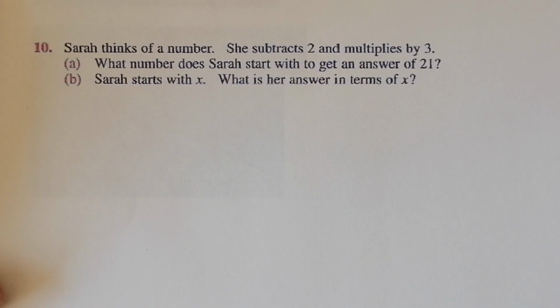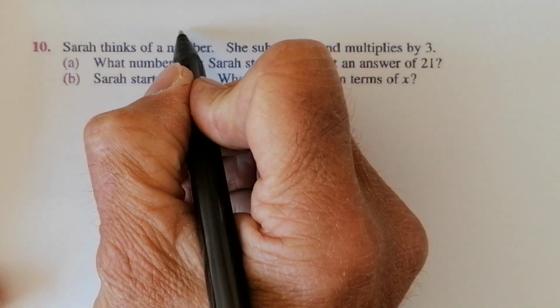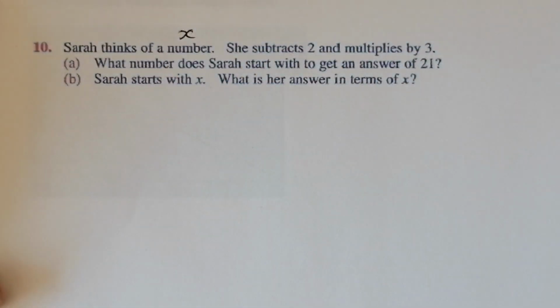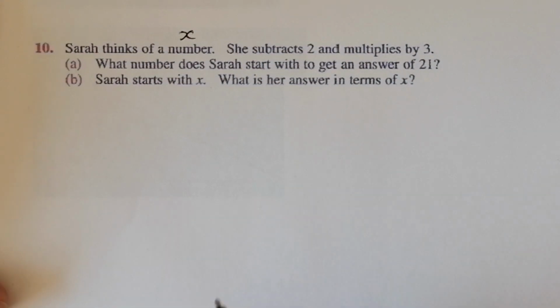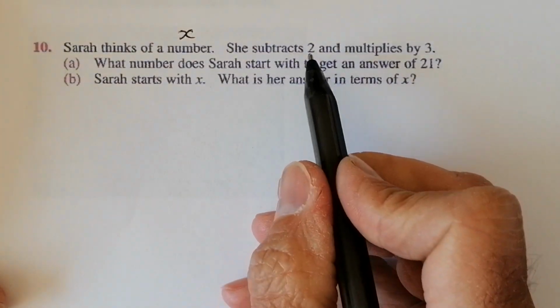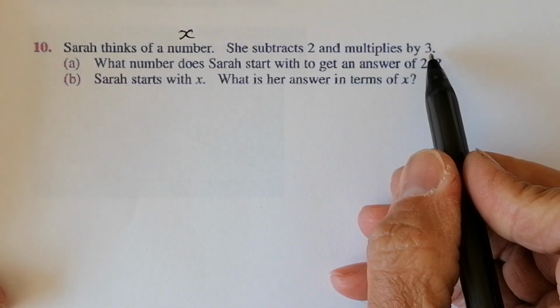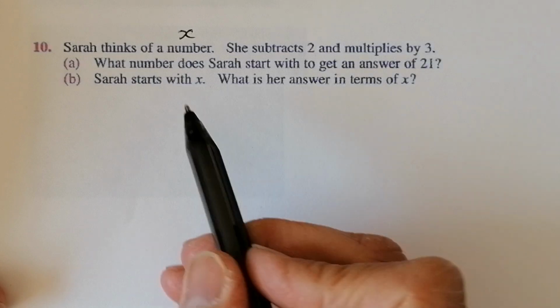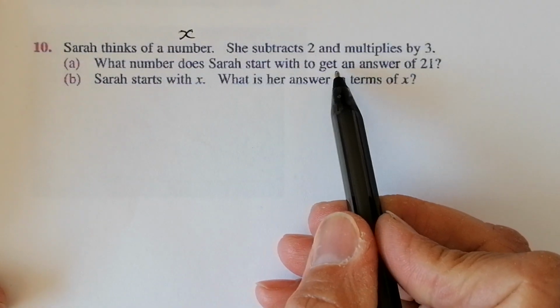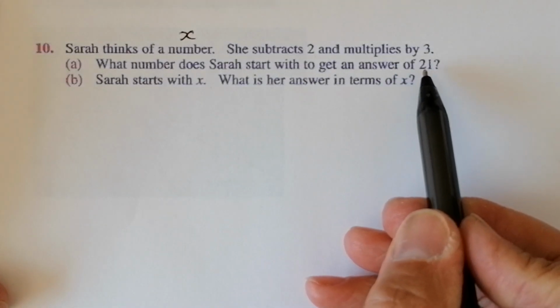Sarah thinks of a number. We're going to go with an x on that one as well. Let's start this one off. She subtracts 2 and multiplies by 3. What number does Sarah start with to get an answer of 21?